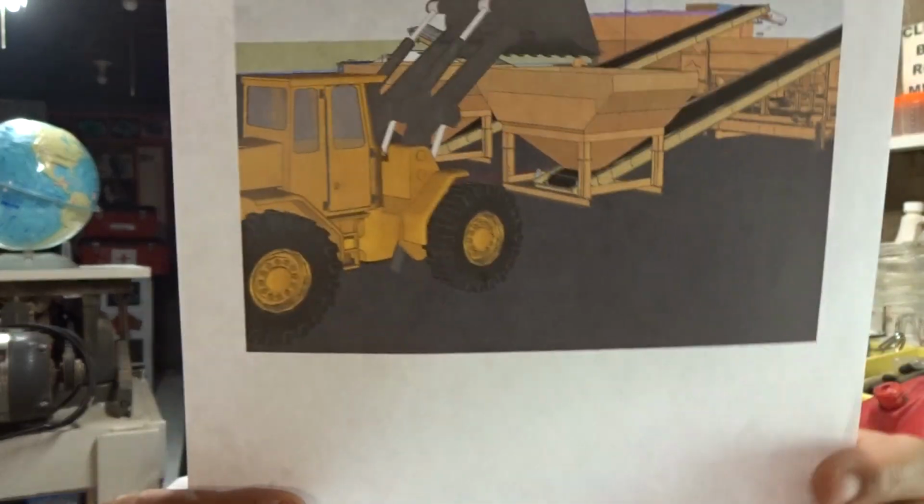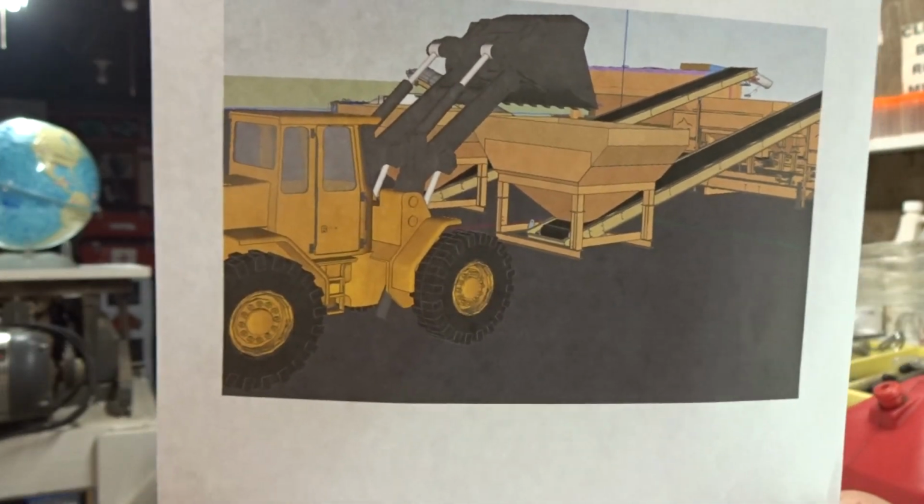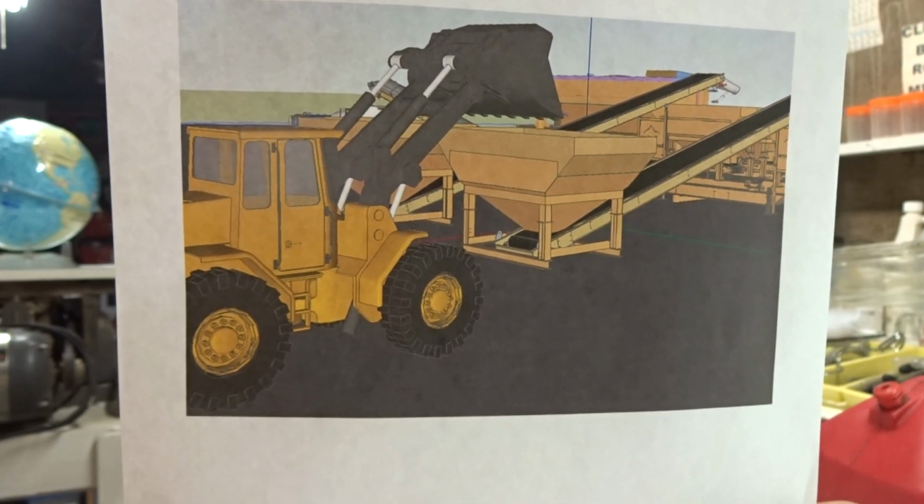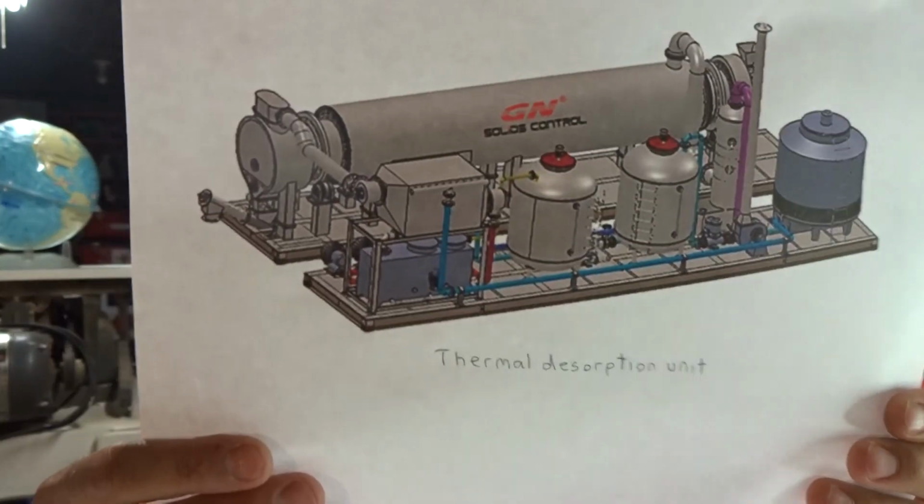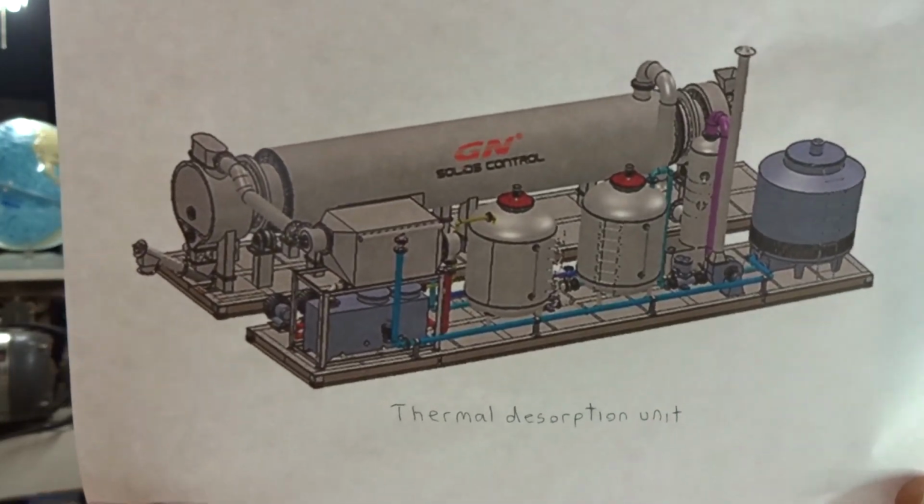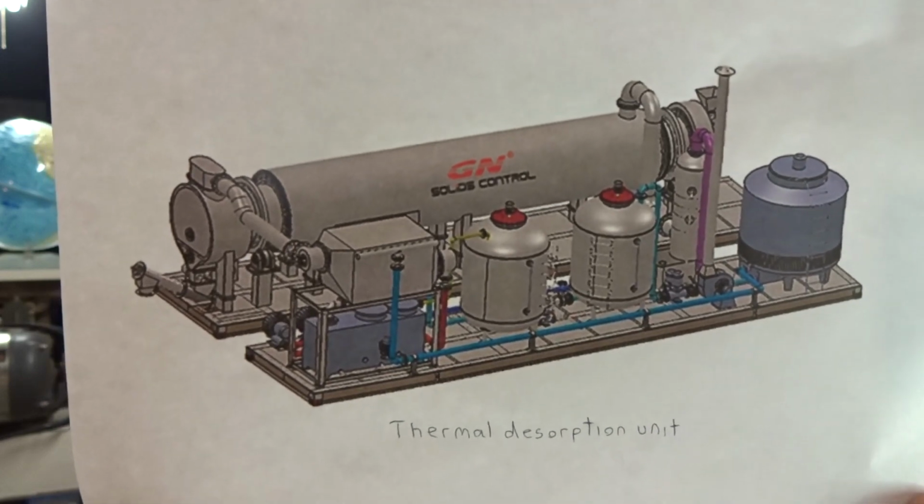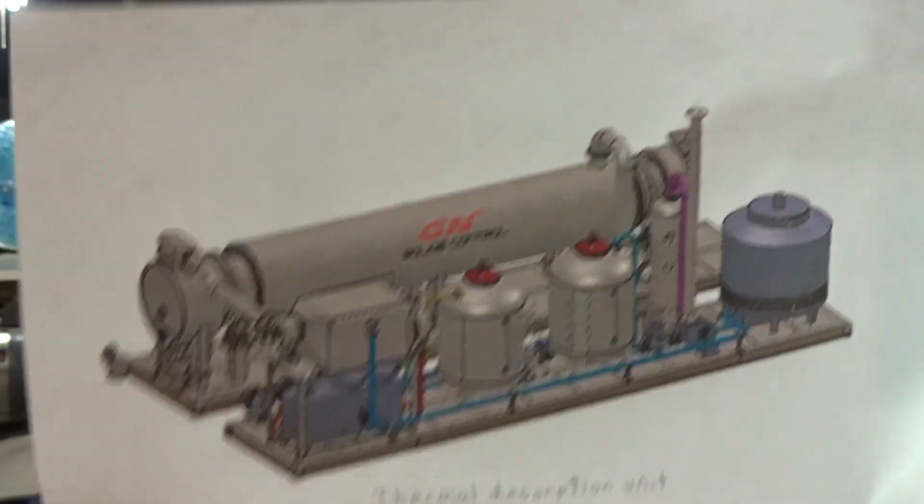Here's a picture of a backhoe loading dirt into the primary hopper. This is a small unit. You don't see the conveyor belts here of this type of desorption unit.